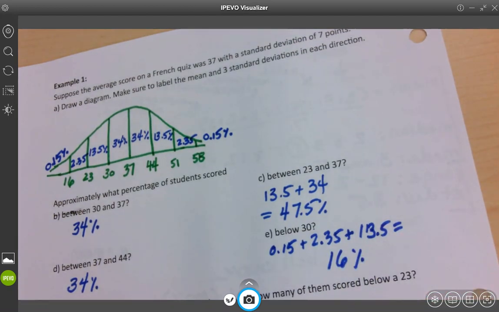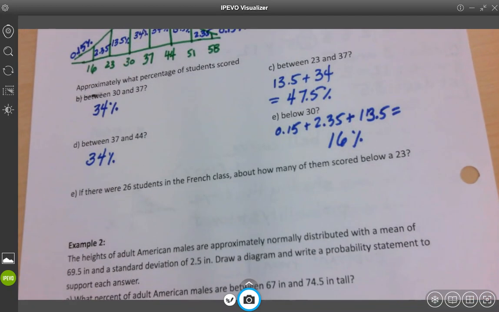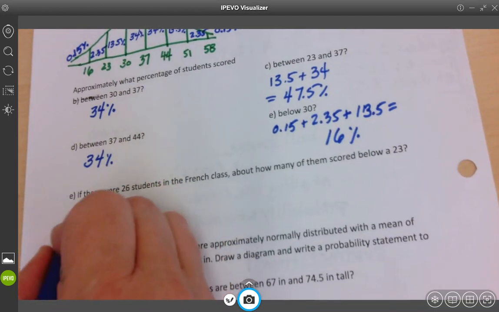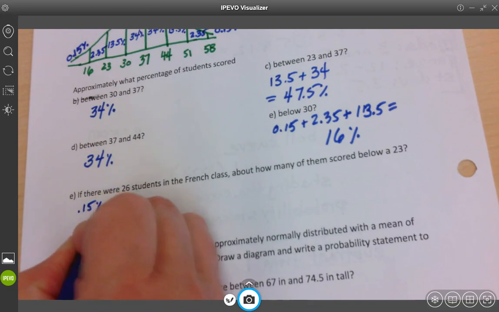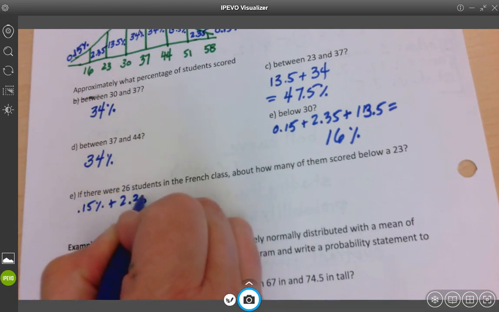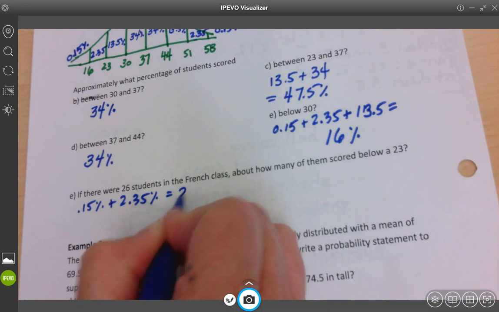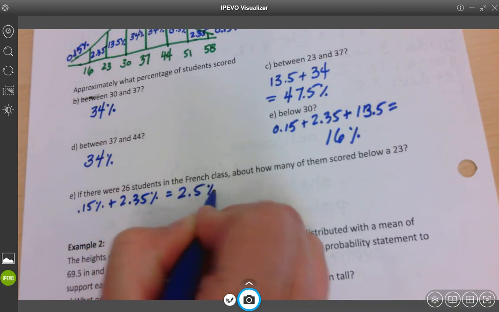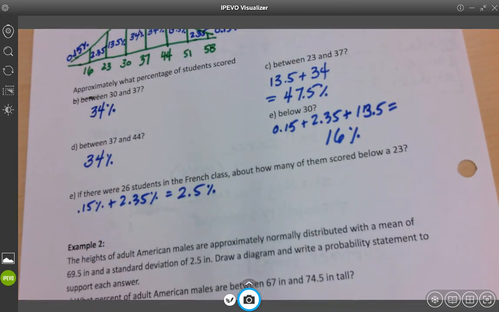Beautiful. All right. So then if there were 26 students in the French class, how many of them scored below 23? So what was the percent for below 23? 2.5, right? So we've got 0.15% plus 2.35% is 2.5%. How do I find 2.5% of 26 students?